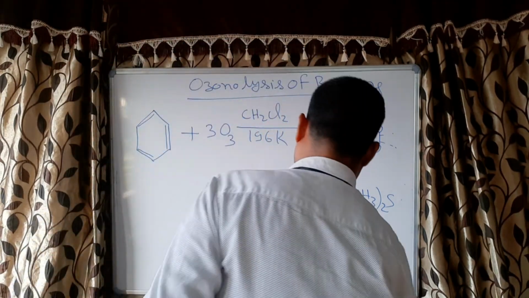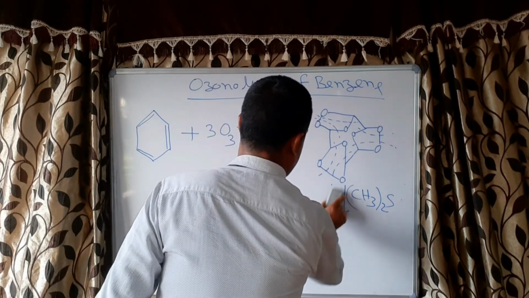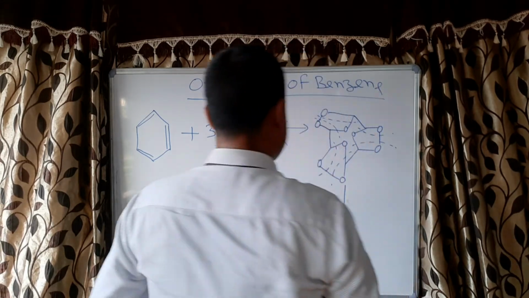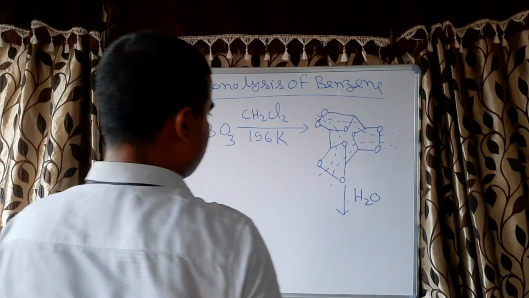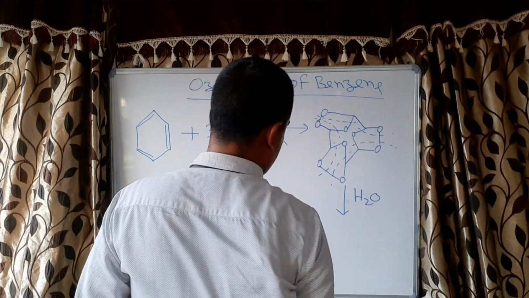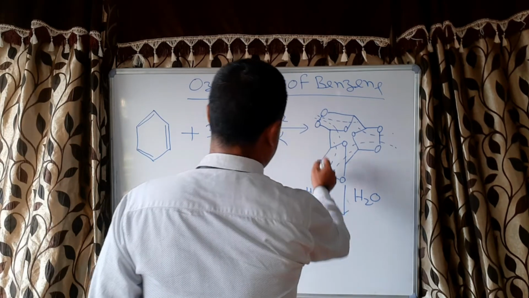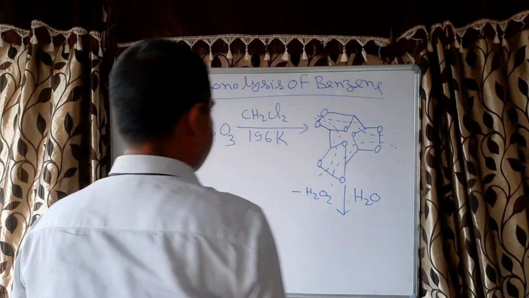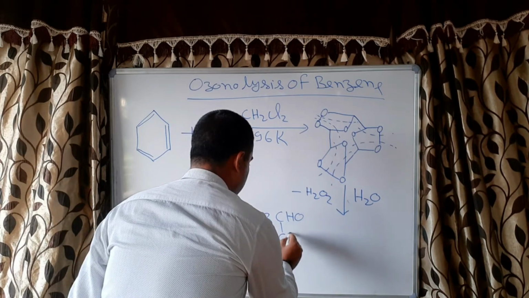Okay, now come to the oxidative cleavage. In oxidative cleavage, what happens? We will use only H2O, and this oxygen will react with H2O and form H2O2. Since these are the 3 oxygens, it will form 3 molecules of H2O2, and the product will be the same 3 molecules of glyoxal.